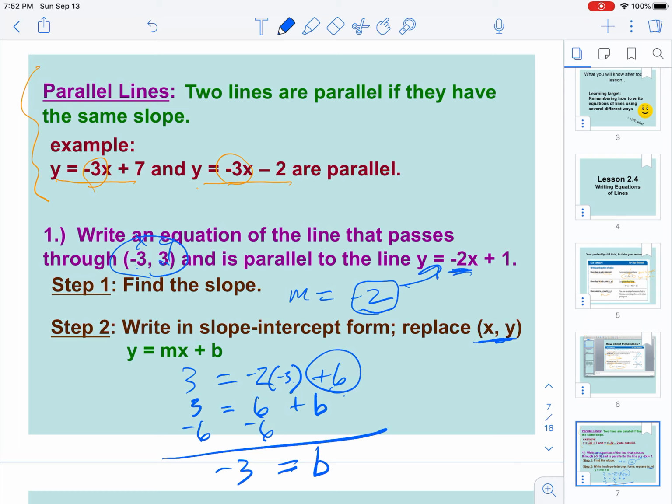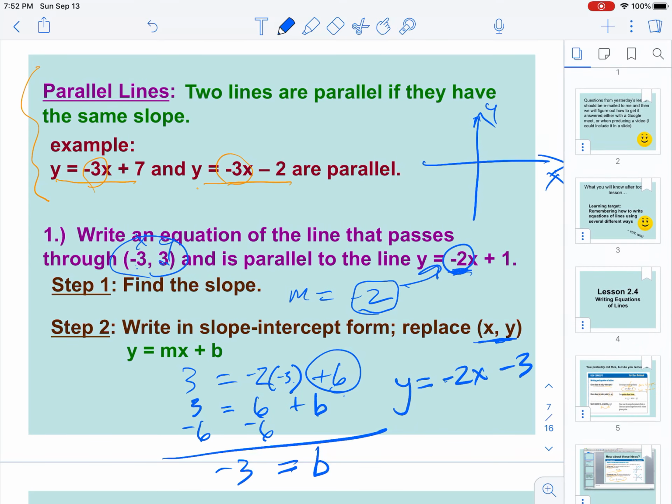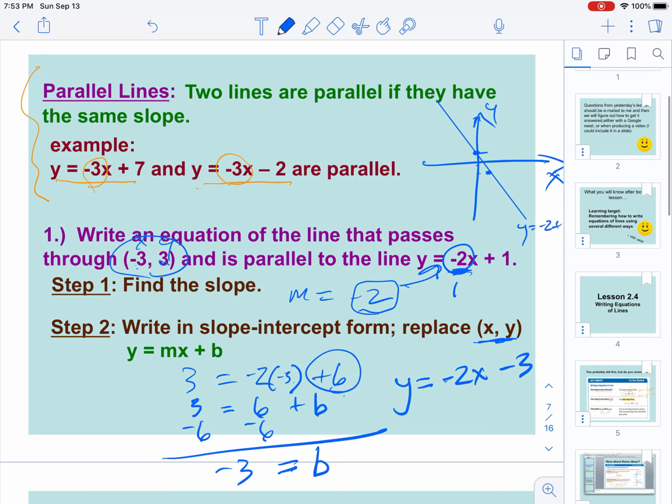And so to write in slope-intercept form, the equation that I'm actually looking for has a slope of -2, because that is the same as the one up there. But in this case, the y-intercept is -3. So what we'd find if we graph these things quickly: this one right here has a y-intercept of 1, and the slope is -2 over 1. So I go down 2 and over 1, I draw the line. And so this is y equals -2x plus 1.